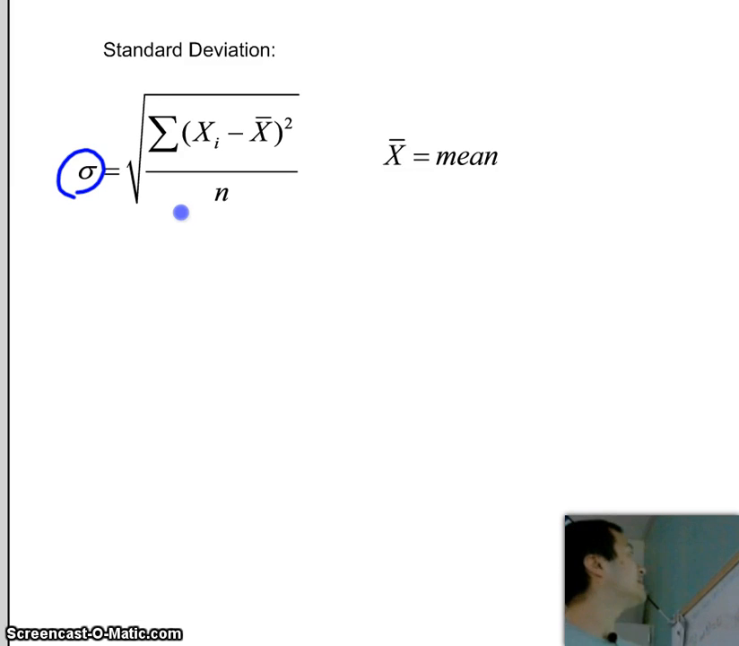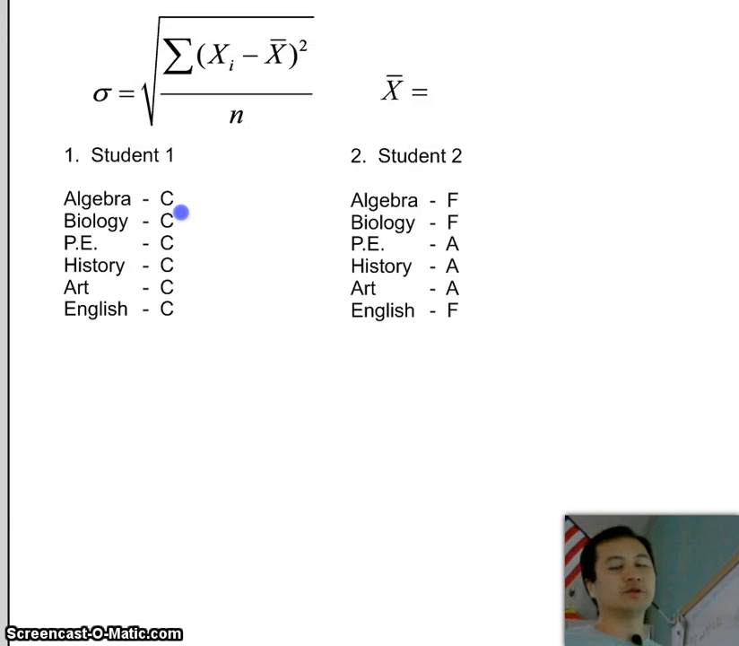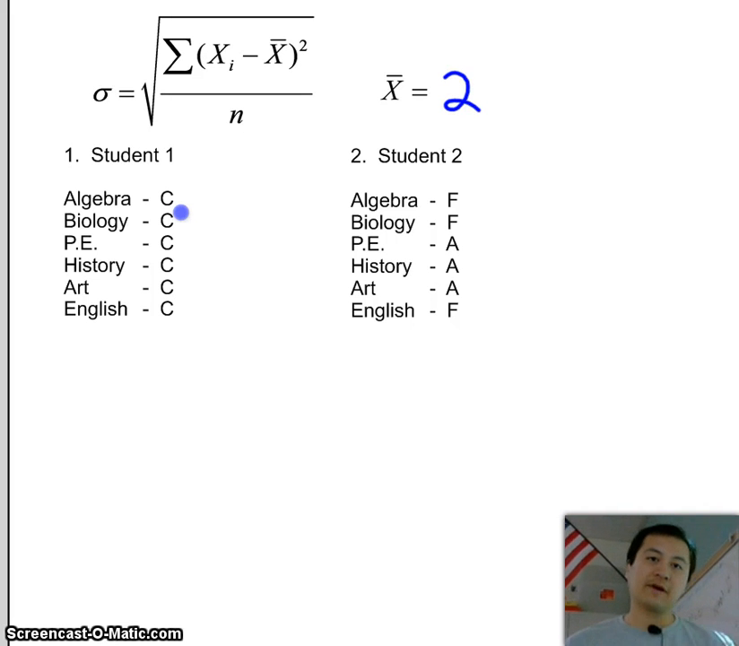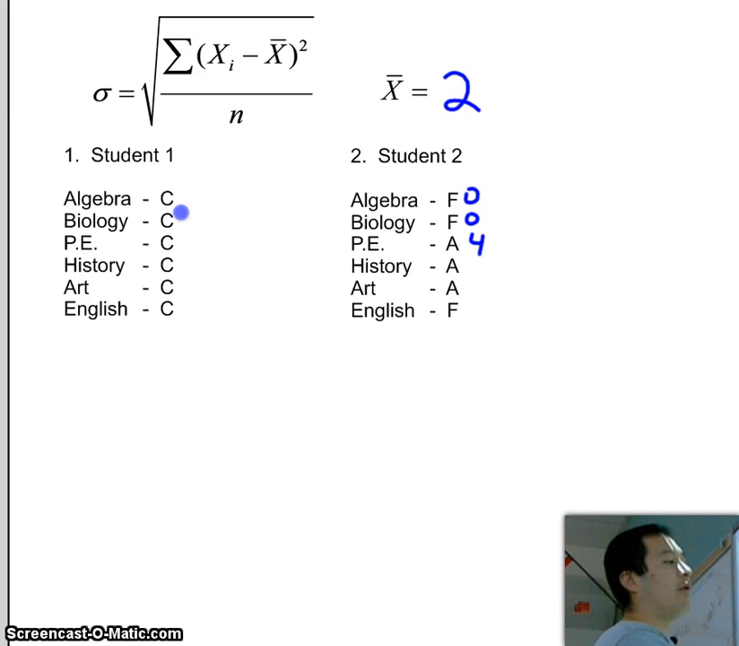All right, let's do a problem. Let's go back to our 2 students. Let's find the standard deviation for each one of these students. And our mean, remember, our mean was 2. We already figured that out. Before you do any standard deviation, you have to find the mean first. Let's start with student 2. So remember his scores: 0, 0, 4, 4, 4, 0.